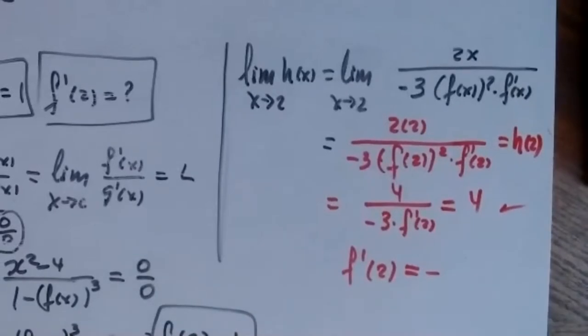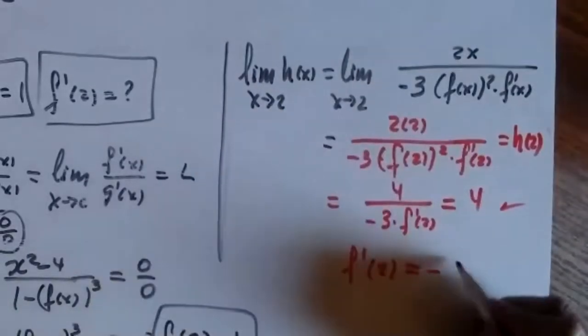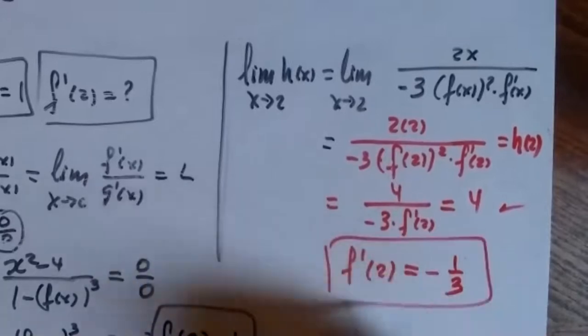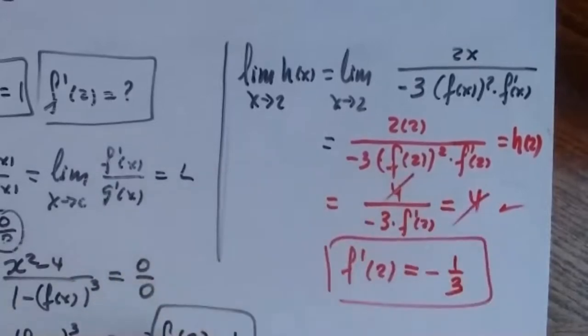Negative 1/3. Negative 1/3, correct. Yes, it's just solve this one. You cancel the 4, and then you move this to the other side, it's negative 1/3. Oh, you cancel the 4? Claro. You can divide everything by 4, you cancel the 4s. Okay.